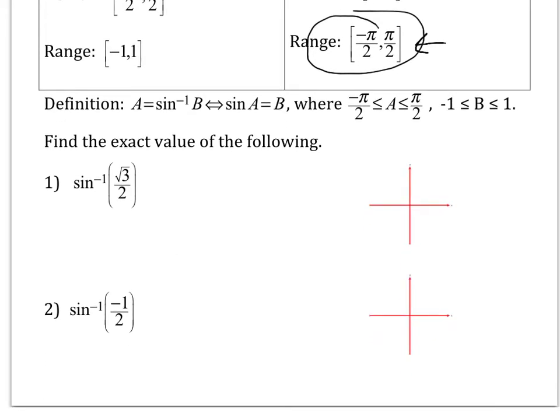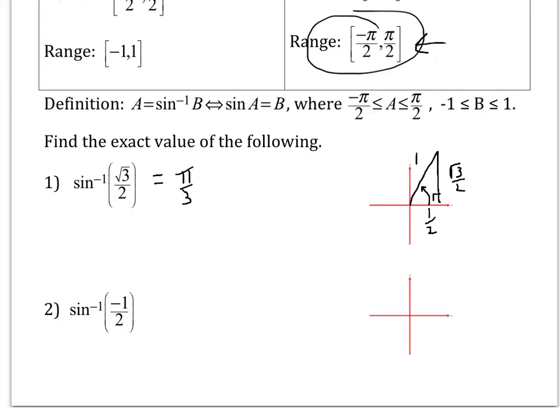What's the inverse sine of radical 3 over 2? It's the angle between negative pi over 2 and pi over 2, whose sine is radical 3 over 2. So let's draw a picture of this. The angle, you have to be in the first quadrant if it's positive, right? This would be radical 3 over 2. This would be 1/2. This would be 1. So what angle is that? That's pi over 3, of course.